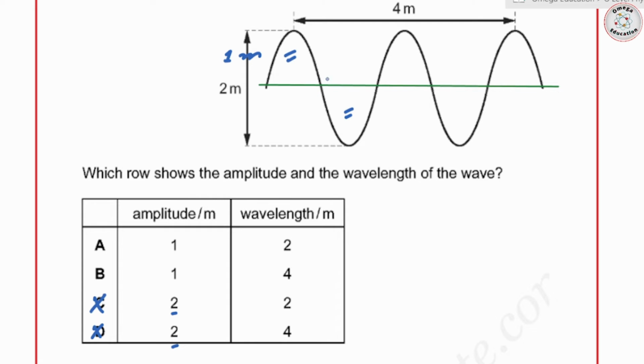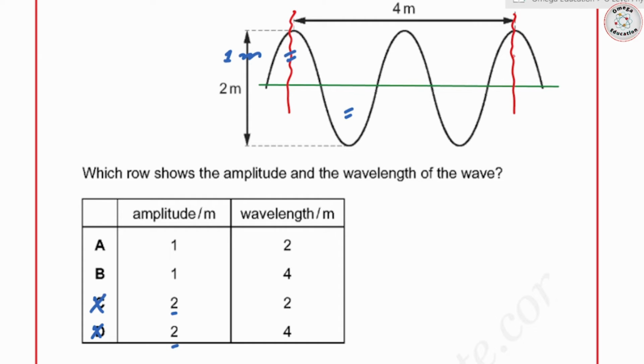So C and D are discarded because their amplitude is mentioned wrong. Then you're left with the wavelength. Wavelength is the distance between two consecutive crests. Wavelength can be defined in different ways: the length of a complete wave, or the length between two consecutive crests, or between two consecutive troughs, or the distance between two consecutive in-phase points. Whatever way you want to choose.